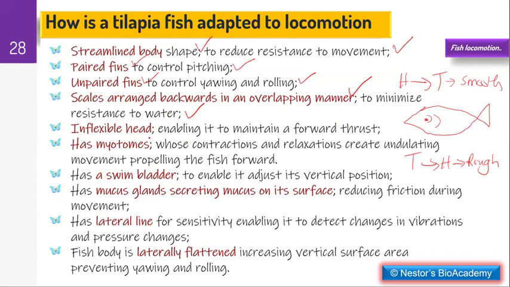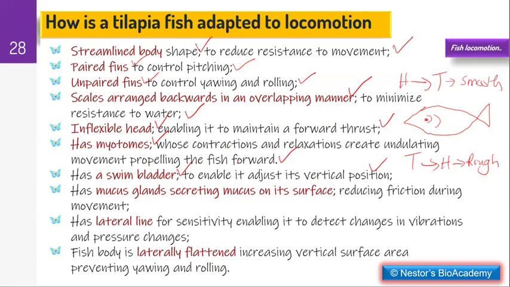And again, the fishes usually have an inflexible head. This is very important in enabling them to maintain a forward thrust. Then, of course, we have talked about the presence of the myotomes, whose contractions and relaxations create undulating movements, propelling the fish forward. Of course, it has the swim bladder that can be filled with air or deflated to enable it to adjust its vertical position in water.